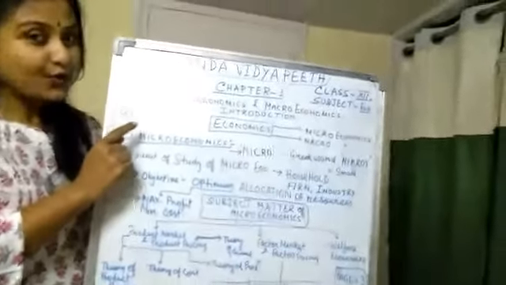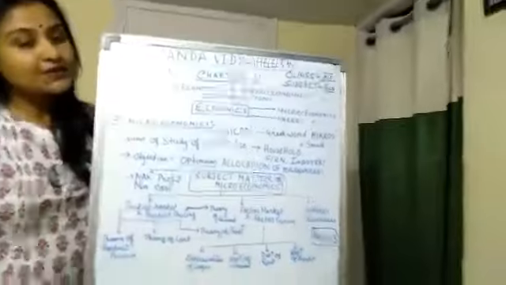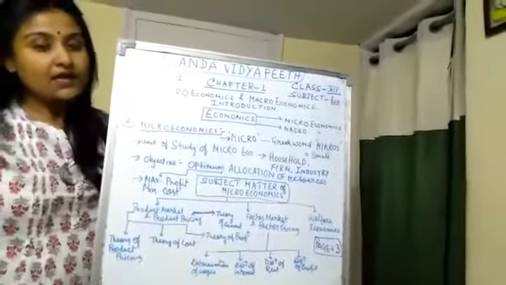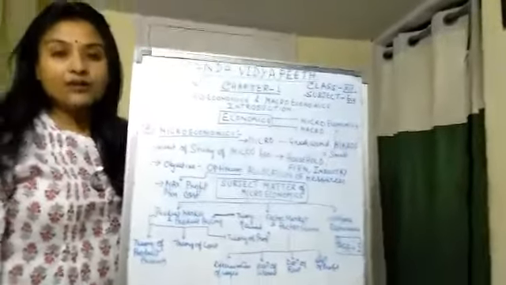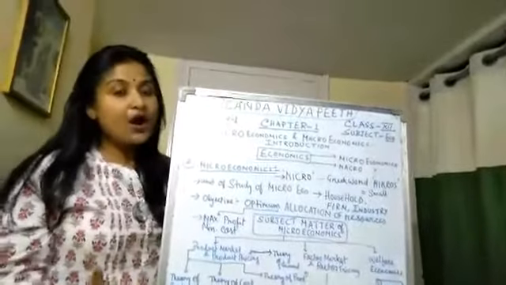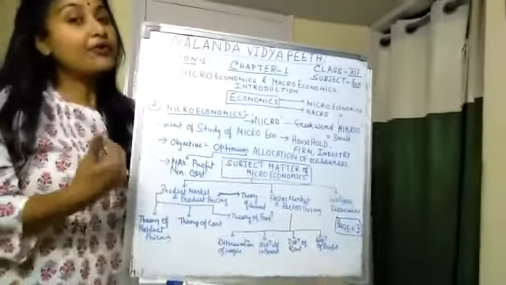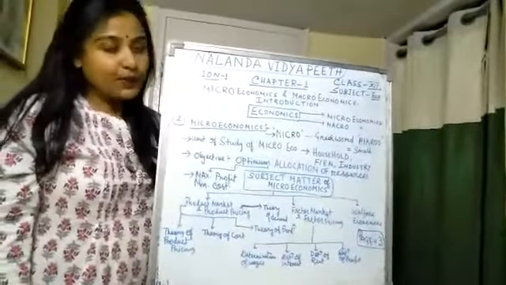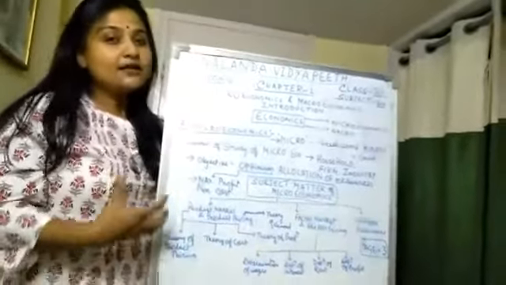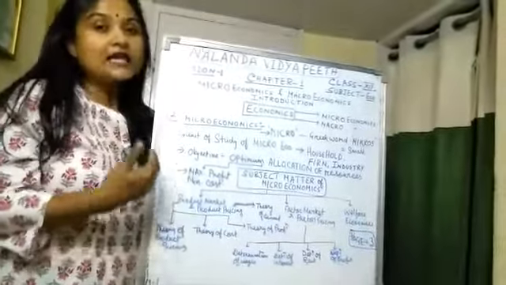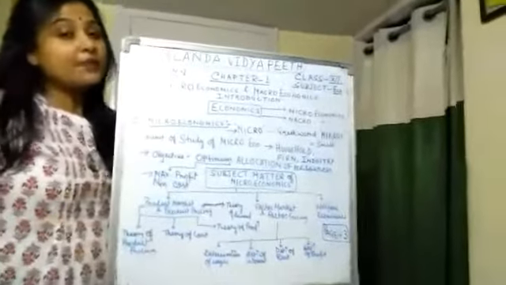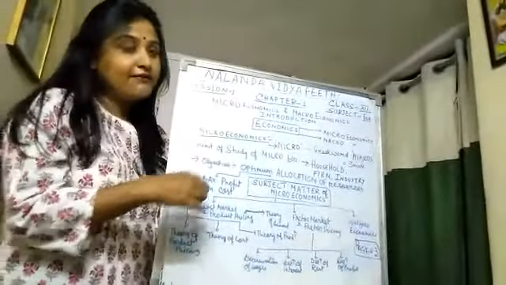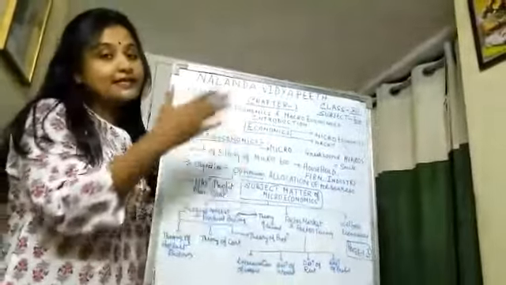This chapter is Macroeconomics Introduction. Students, as we discussed in class 11, economics is a study of problem and theory of choice. Choice, because economics deals with unlimited desires or wants and limited resources, which can be put to alternative use to get maximum benefit. But now in class 12, we are going to proceed further.